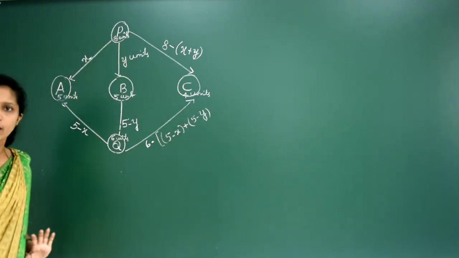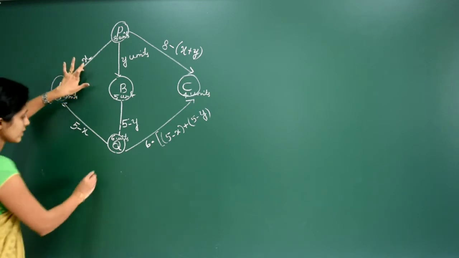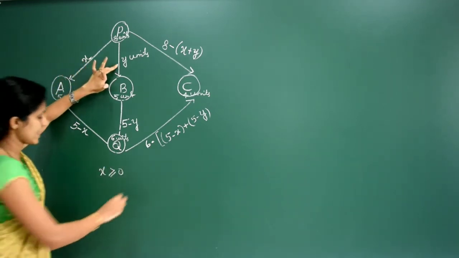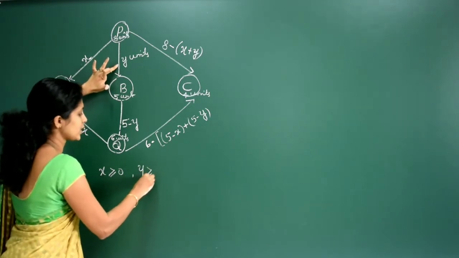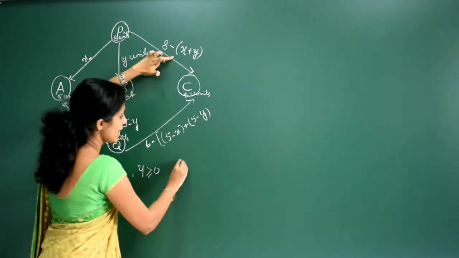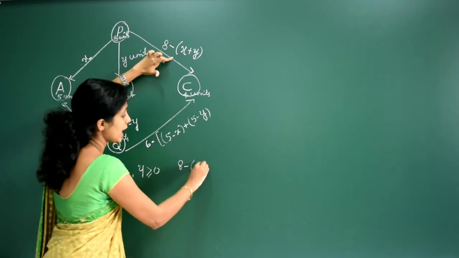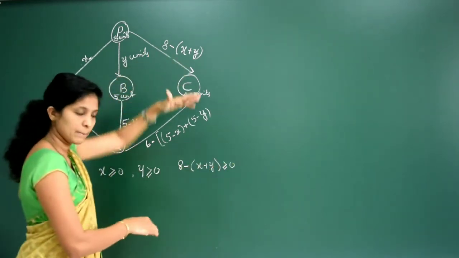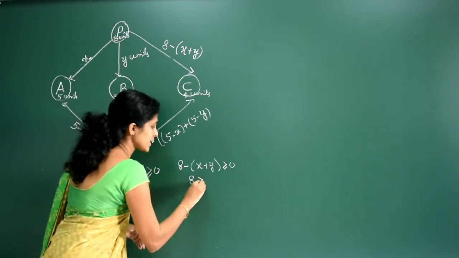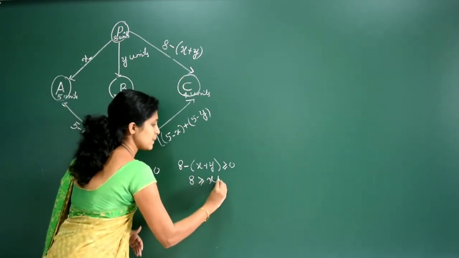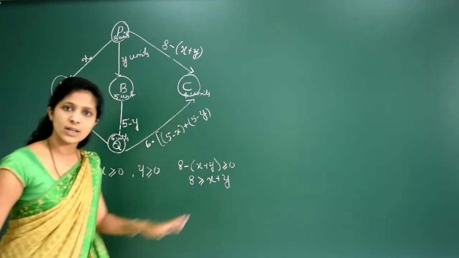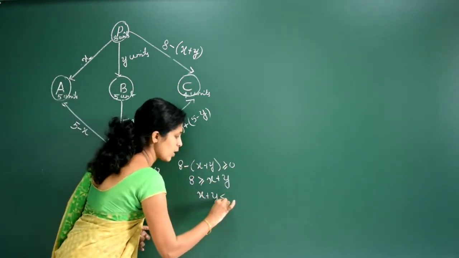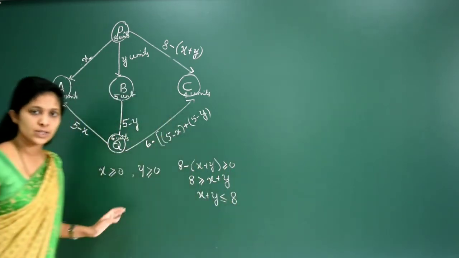Now by using these we can find the constraints. The value of x should be greater than or equal to 0, and the value of y should be greater than or equal to 0. And 8 minus (x plus y) should be greater than or equal to 0. By this I can write 8 is greater than or equal to x plus y. So these are called the constraints. I can write x plus y is less than or equal to 8. So these are the three constraints.